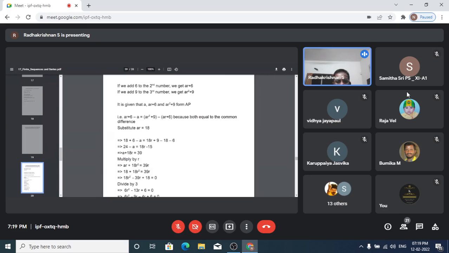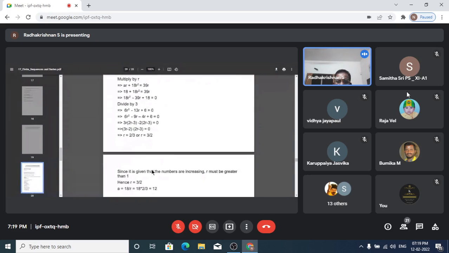Since we know the value of AR, if we multiply this by R we get AR plus 18R square equal to 39R. Then again we can put 18 for AR. So it becomes an equation in R: 18R square minus 39R minus 18 equal to 0. Before solving, we can simplify it because all the terms are divisible by 3. Dividing, we can simplify to 6R square minus 13R plus 6 equal to 0. If you solve this quadratic equation, you will get R equal to 2 by 3 or R equal to 3 by 2.